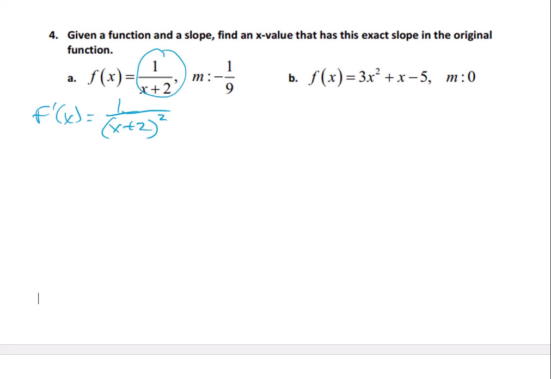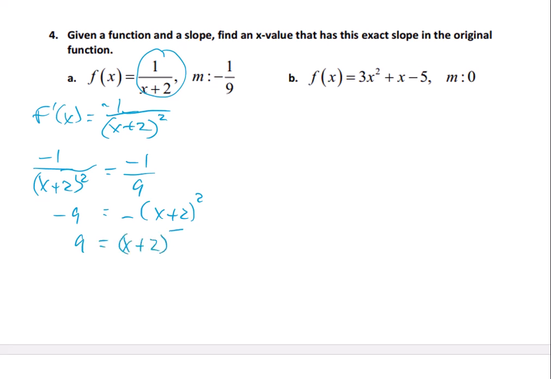So let's set this derivative equal to the slope. So I've got, and that was a negative up there, I believe, negative 1 over x plus 2 squared, our derivative in other words, equals negative 1 over 9. So I've got negative 9 cross multiplying equals negative x plus 2 squared. Just divide both sides by negative 1, so I've got 9 equals x plus 2 squared.